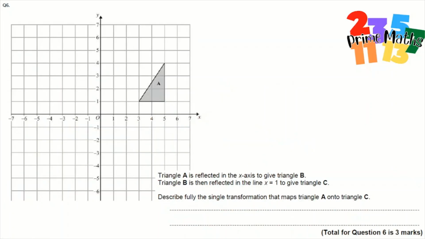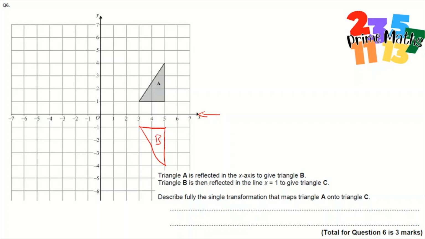Question 6. We've been told that triangle A is reflected, it's then reflected again, and it wants a transformation from the first to the final triangle. You will always pick up method marks for doing the transformations. So if I'm reflecting in the x-axis, this is our x-axis, so I can reflect my triangle over. And I can label this triangle B.